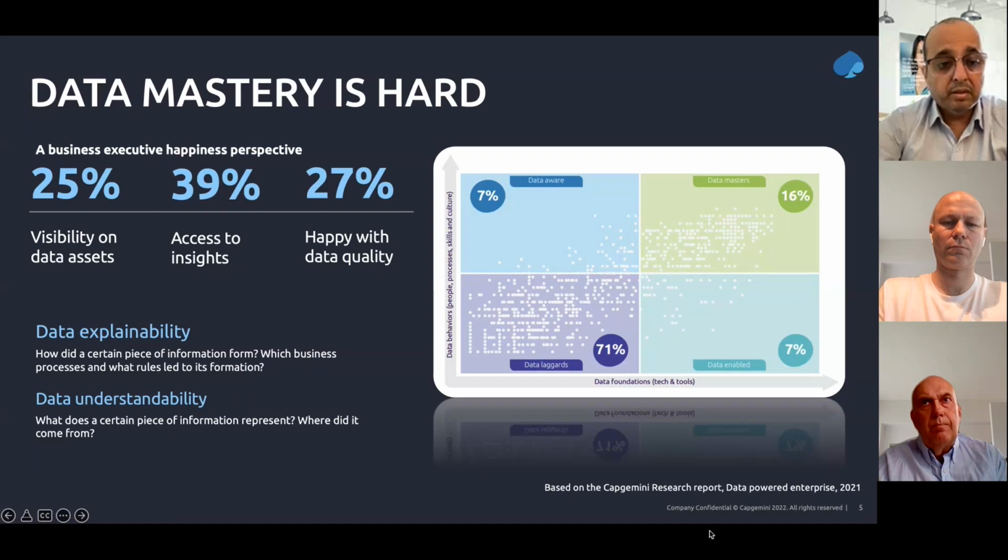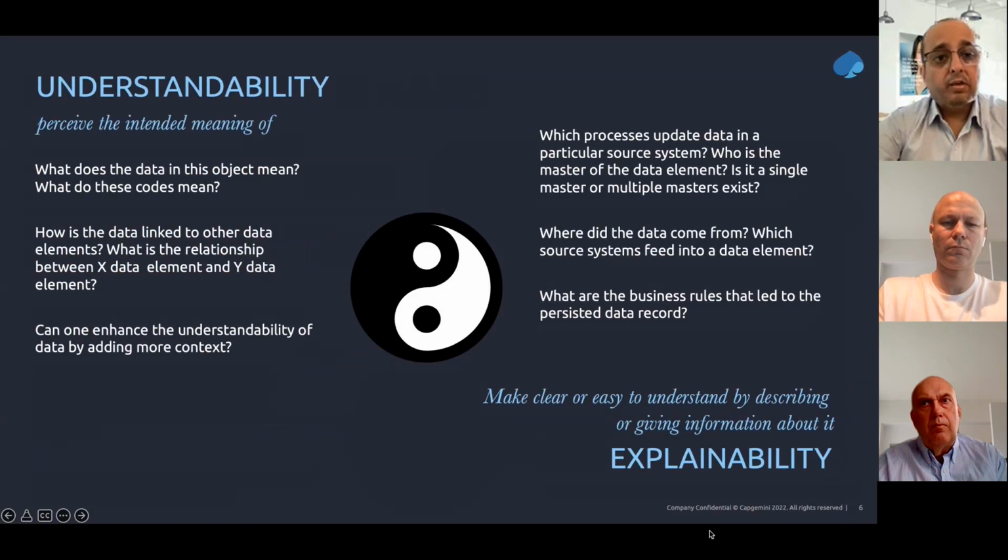And what do we mean by these terms? So understandability, you could think of it as something that conveys the intended meaning of data. So what does the data in this object mean? Or when we are looking at codes, what do these codes mean? So we need to understand that. We need to understand relationships between a given element with another data element. And if we get more context around the data, then we can also improve the understandability.